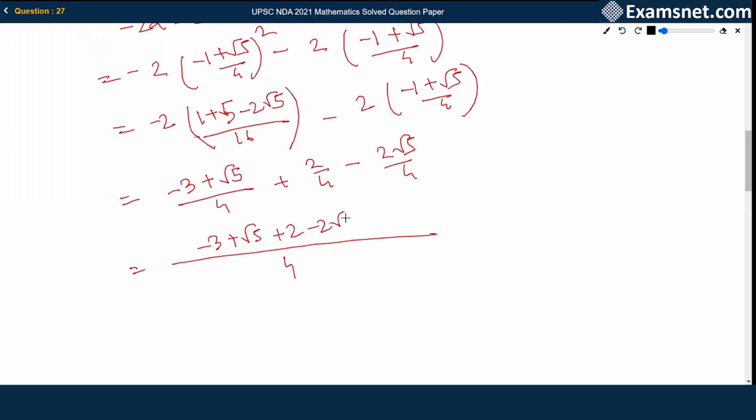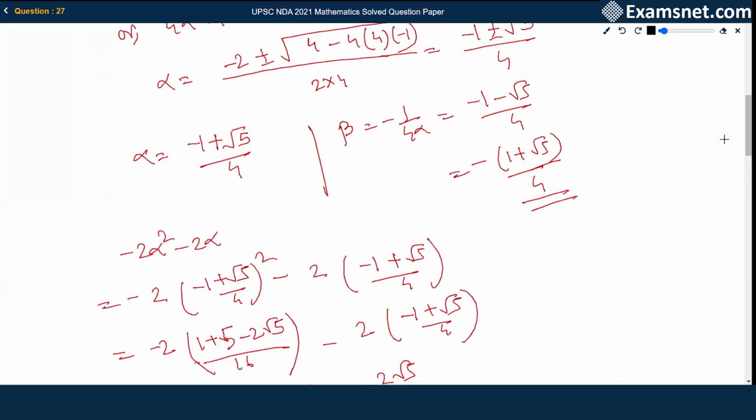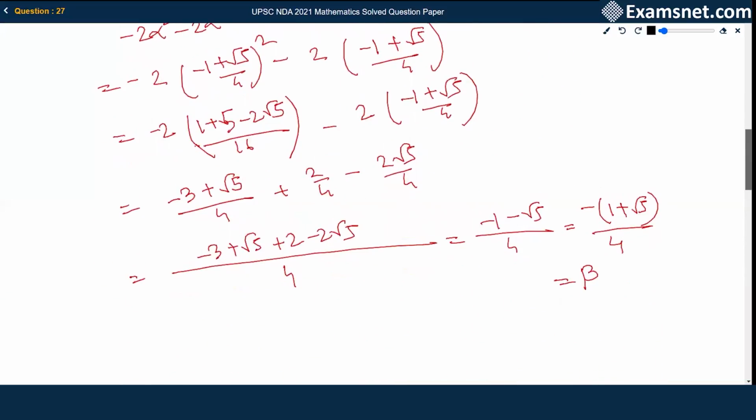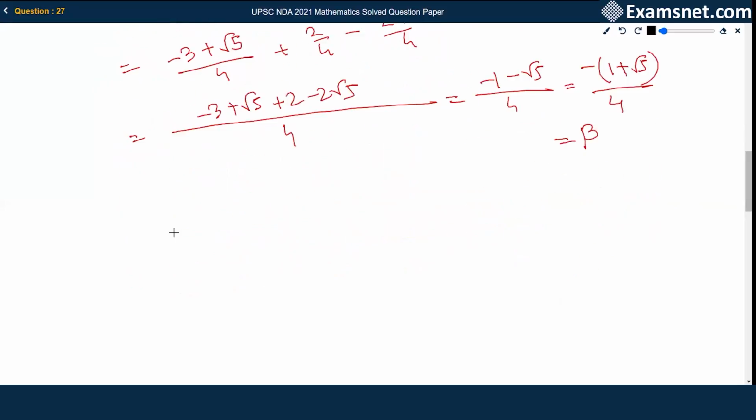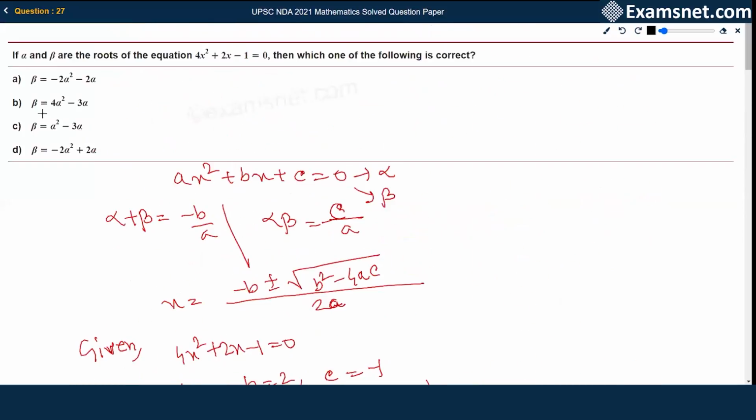3 plus 2 is 5, that means it becomes minus 1 minus root 5 by 4. That is equal to beta. Look at the value for beta. So yes, it equals beta. So it satisfied the relation beta equals minus 2 alpha square minus 2 alpha. That means option 1 is correct.